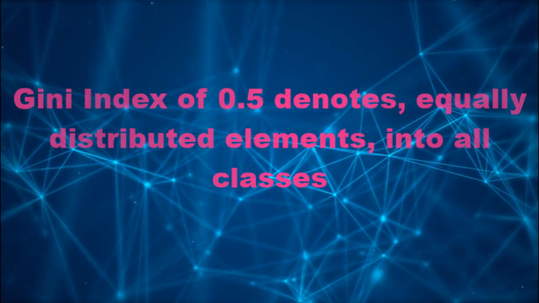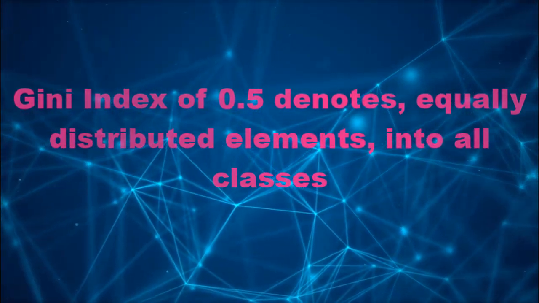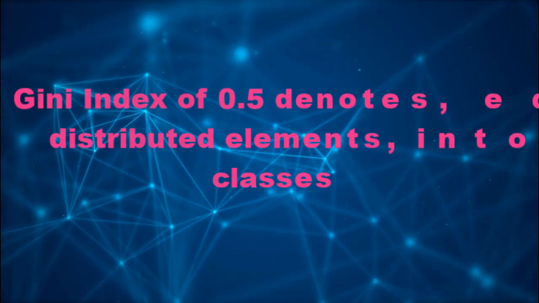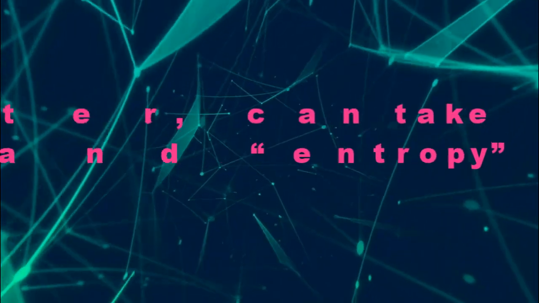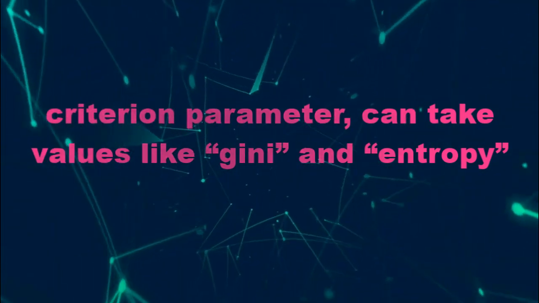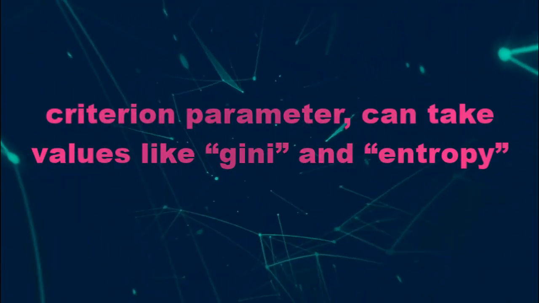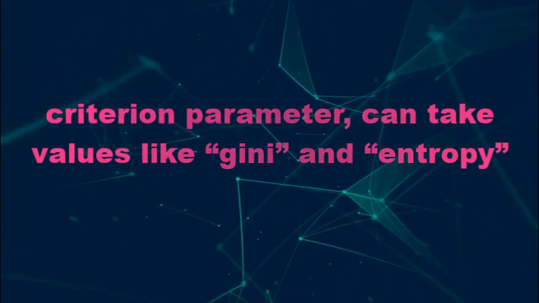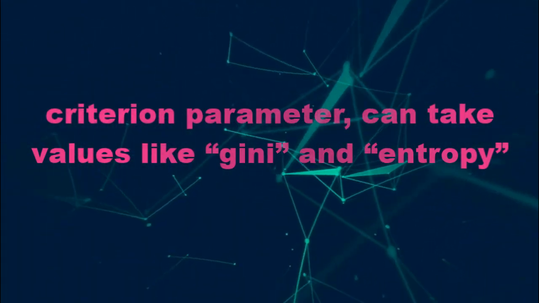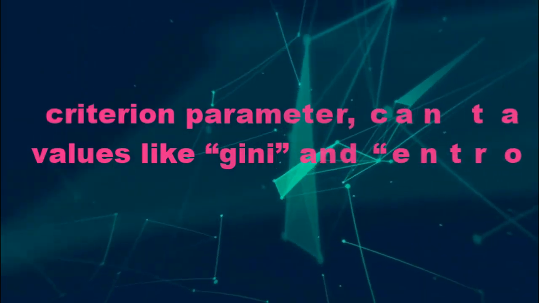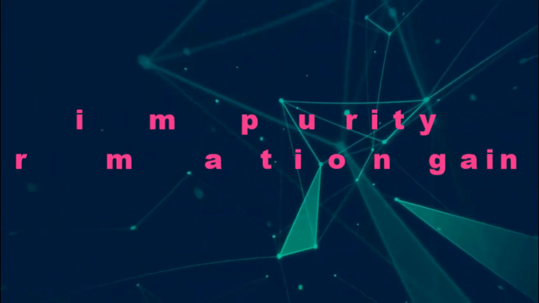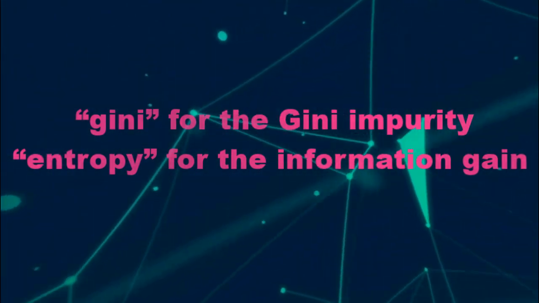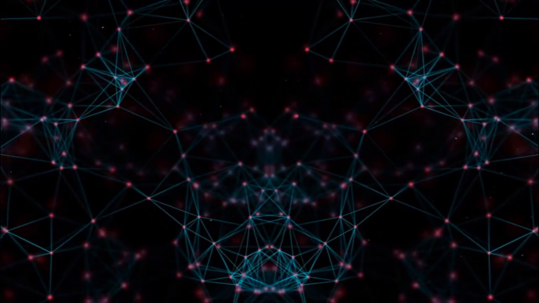The Gini is used as a value of criteria parameter of decision tree classification model and random forest classification model as well. The criteria parameter can take values like Gini and entropy. The default value of criteria parameter is Gini. Criteria is a function to measure the quality of a split. Supported criteria are Gini for Gini impurity and entropy for the information gain.